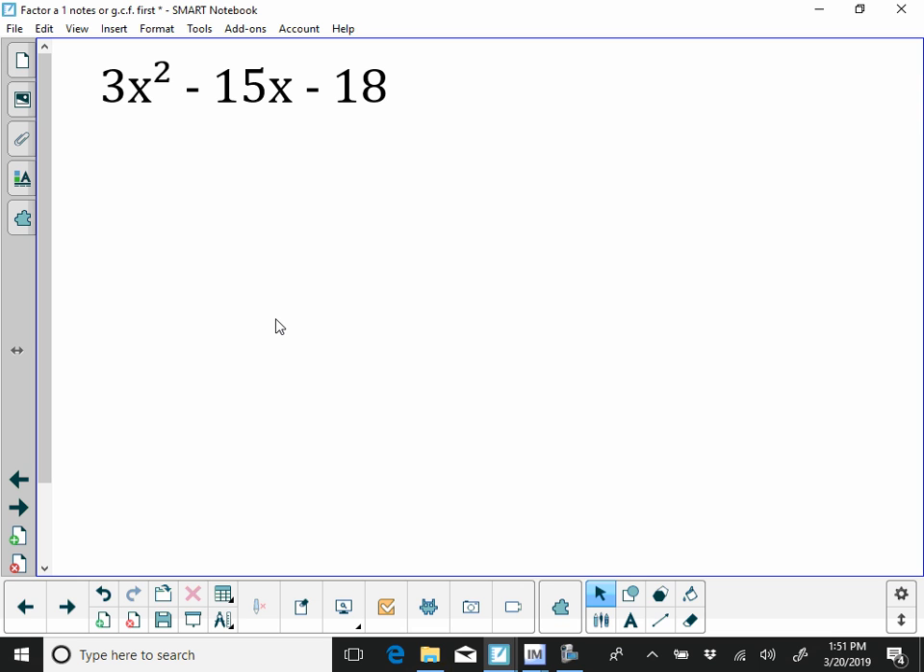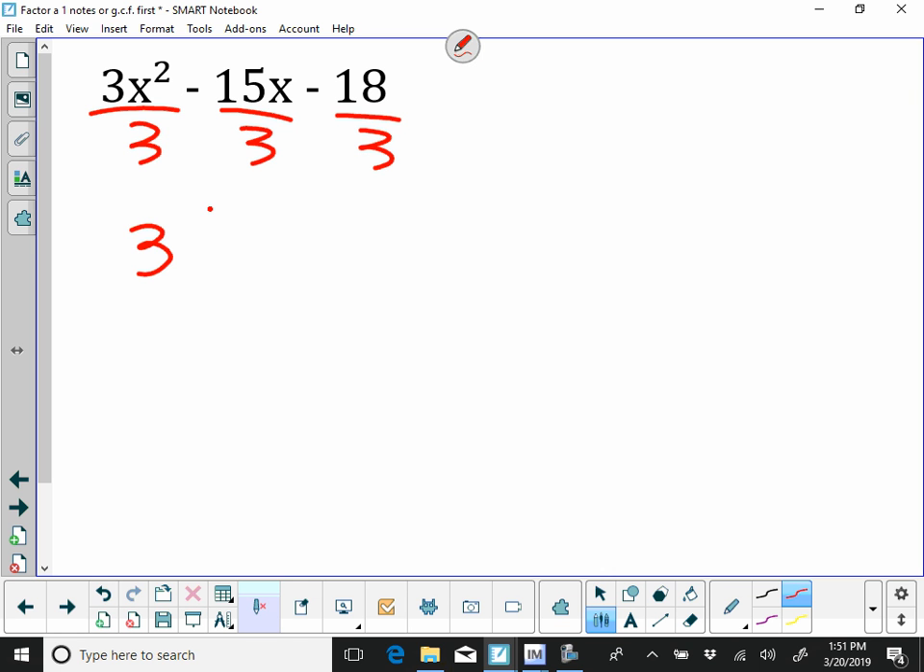So the first thing you're always going to look for is a GCF. Do I have a GCF between 3, 15, and 18? What is it? So that's the first thing I need to do. I need to factor out that 3. And when I do, what am I left with? Negative 5 right now. All right, hold on. I'm doing it wrong. Right, I'm factoring out a 3. So I'm left with x squared minus 5x minus 6, right?